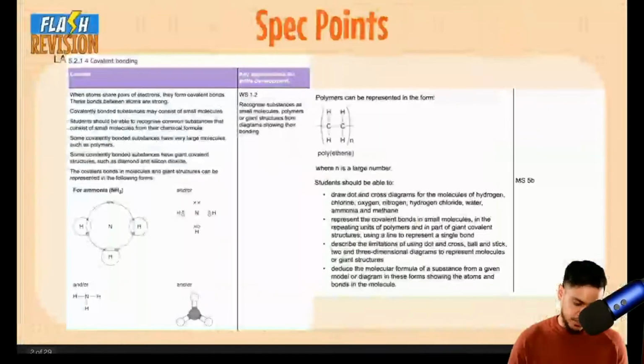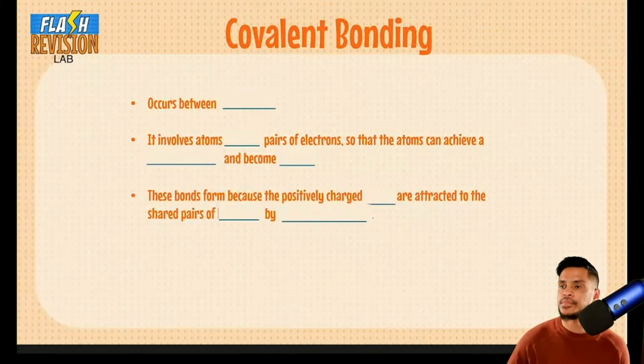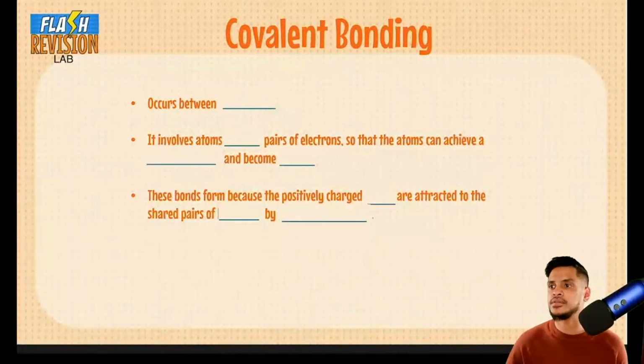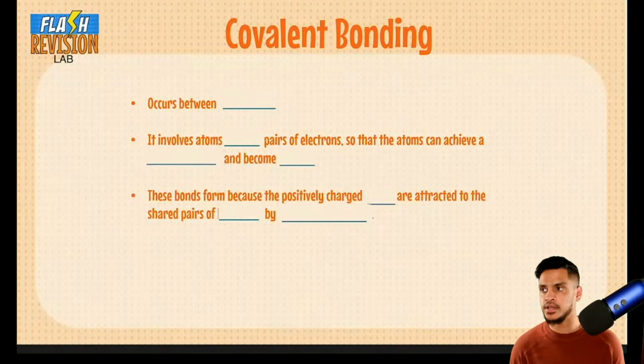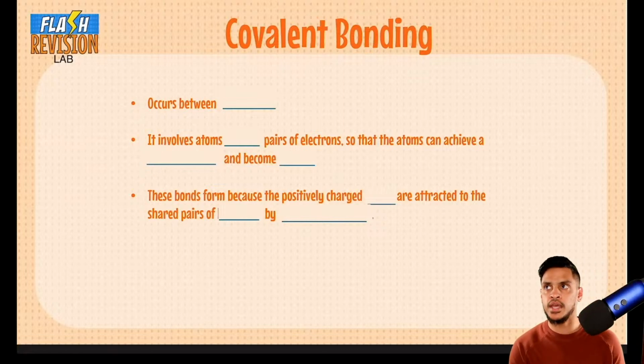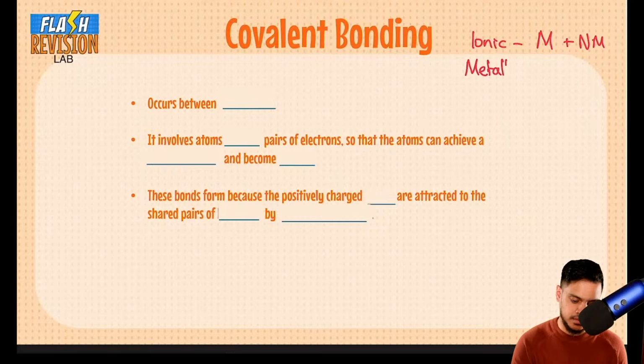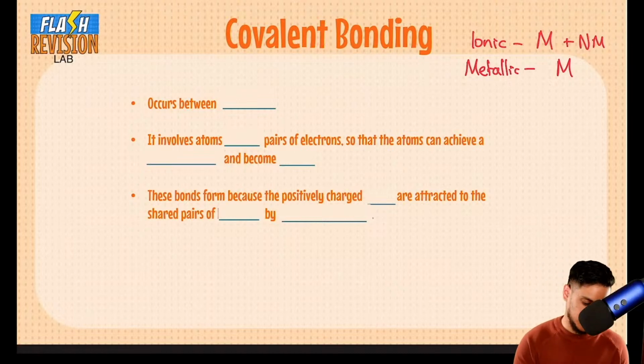So you can see quite a few spec points here to cover. But yeah, first thing is, what type of compounds does covalent bonding occur between? What do you guys think? So ionic is between a metal and a non-metal. It's metal plus non-metal. Metallic is obviously between metals, between 2 metals. Thank you, Militia. Covalent is just between non-metals.